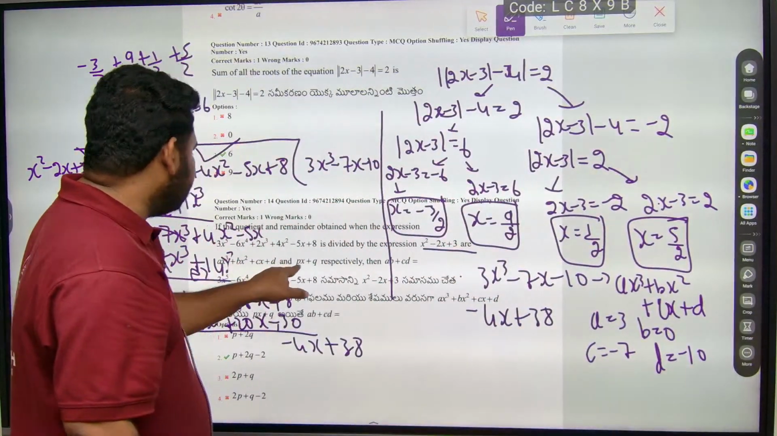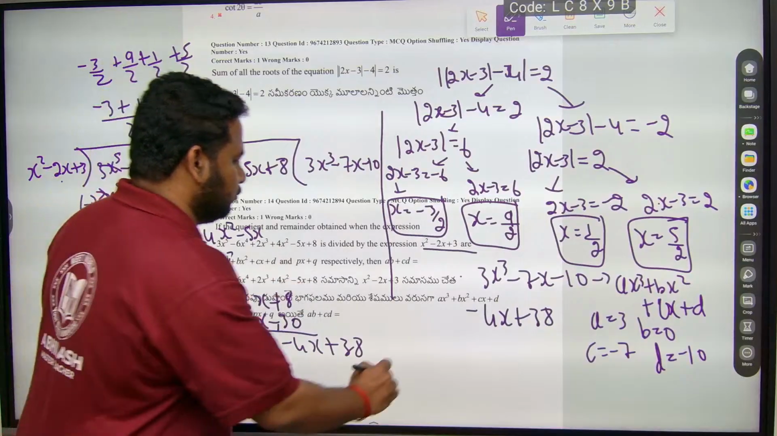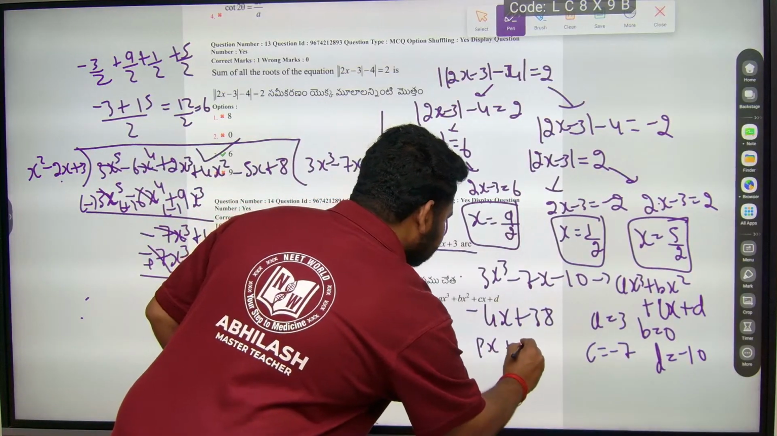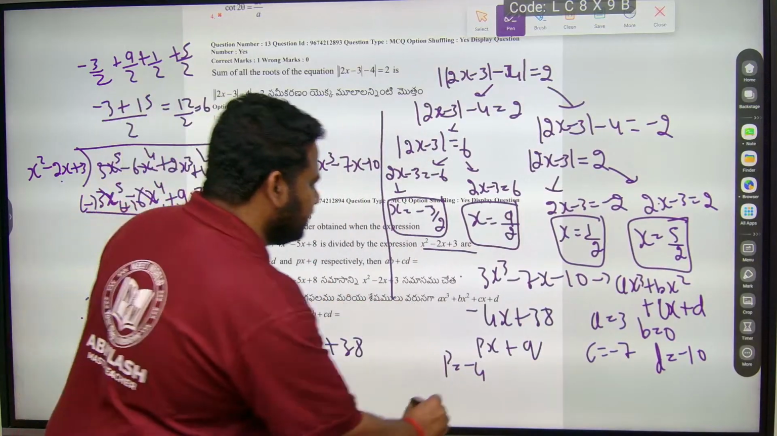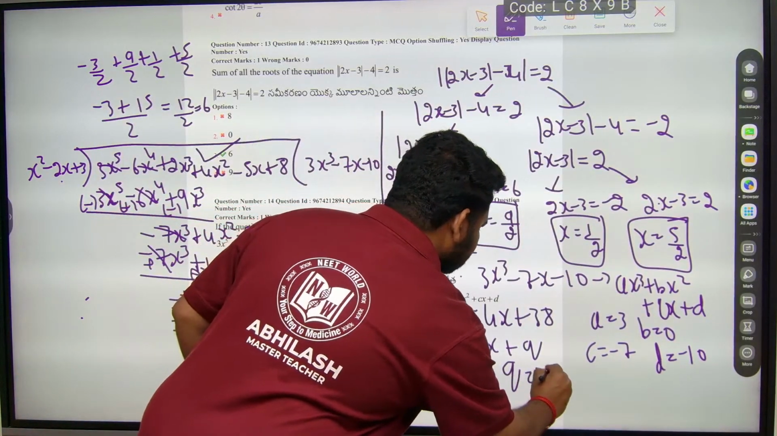Now what about the remainder? Remainder is px plus q. I will write it here. So that means p will be equal to minus 4. What about q? q will be equal to 38.